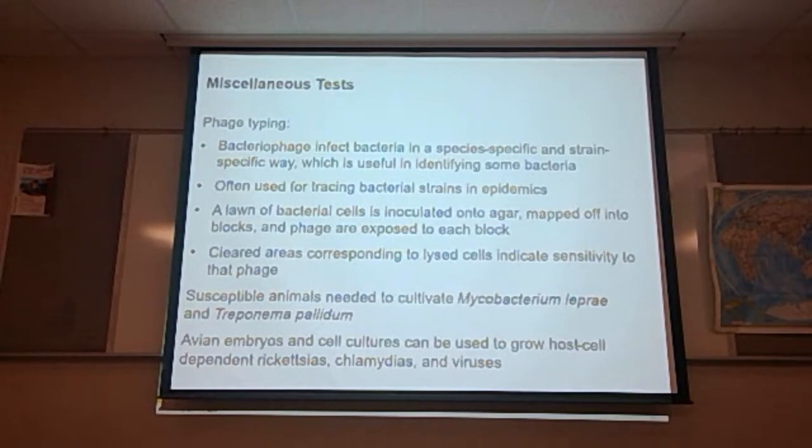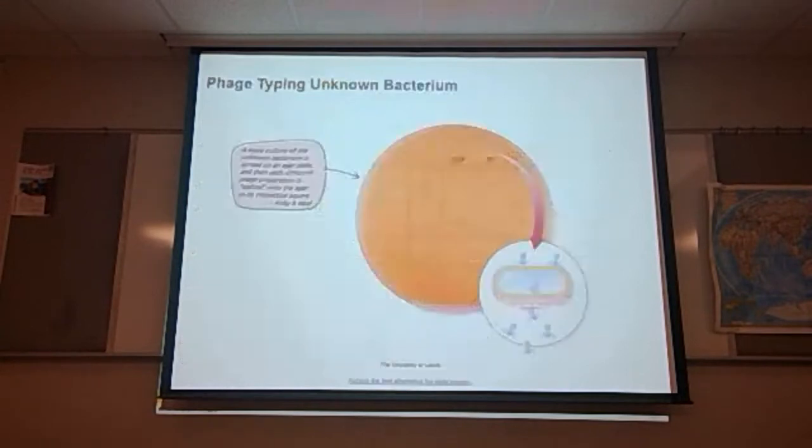Cleared areas corresponding to lysed cells will indicate sensitivity to that phage. Susceptible animals are needed to cultivate Mycobacterium leprae, for instance, and Treponema pallidum. These are two bacteria that are notoriously difficult to grow in the lab, and generally we have these growing in animals. Leprosy, we grow that in armadillos, for instance. Avian embryos and cell cultures can be used to grow host cell-dependent rickettsias, that's for the different Rocky Mountain spotted fever things, certain chlamydias, and certain viruses.